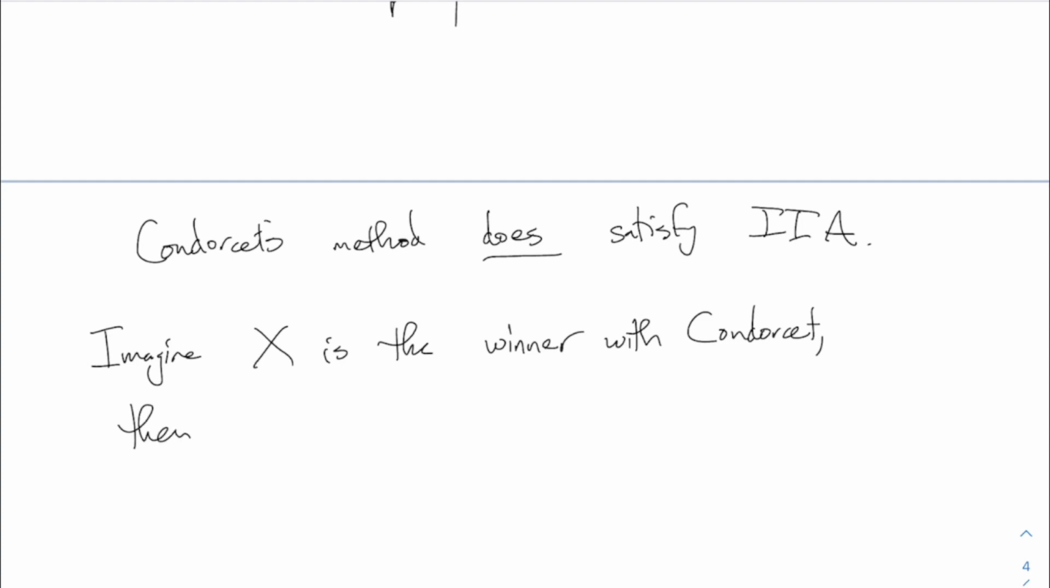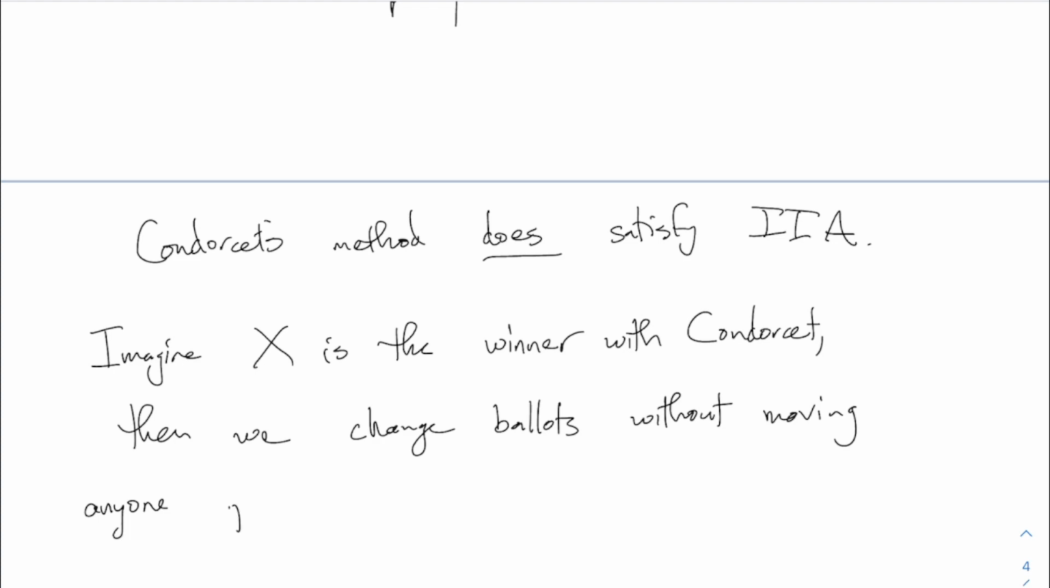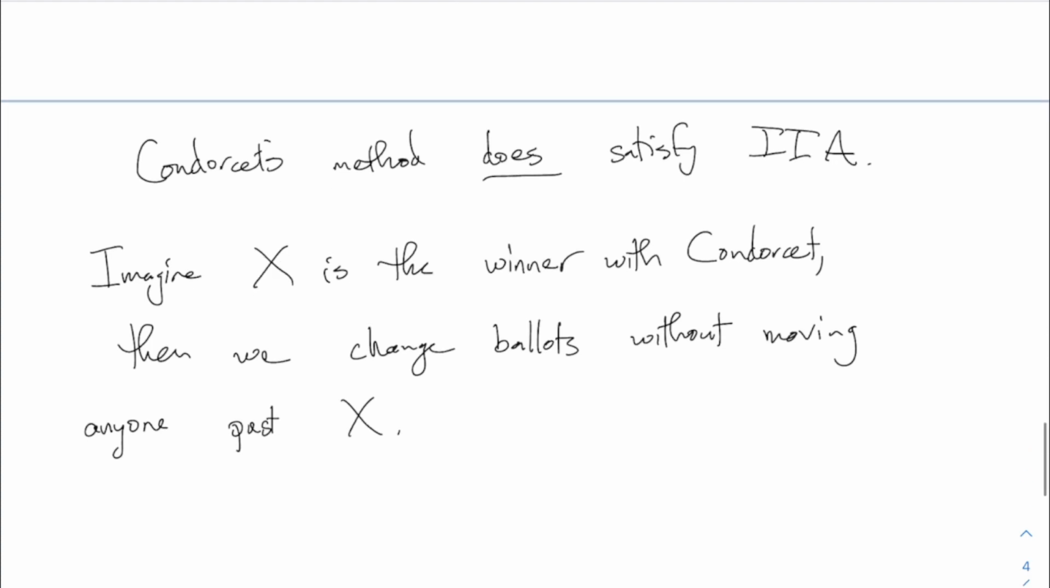And then we change the ballots without moving anyone past X. Without moving anyone past the X, right? X was the winner using the Condorcet method.